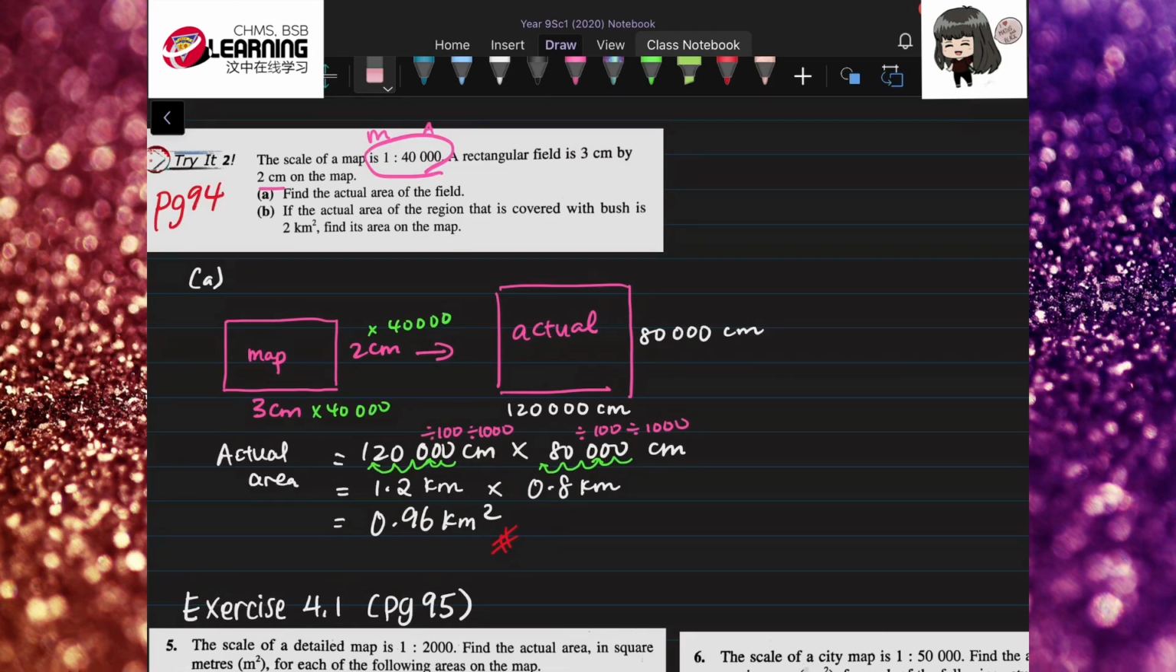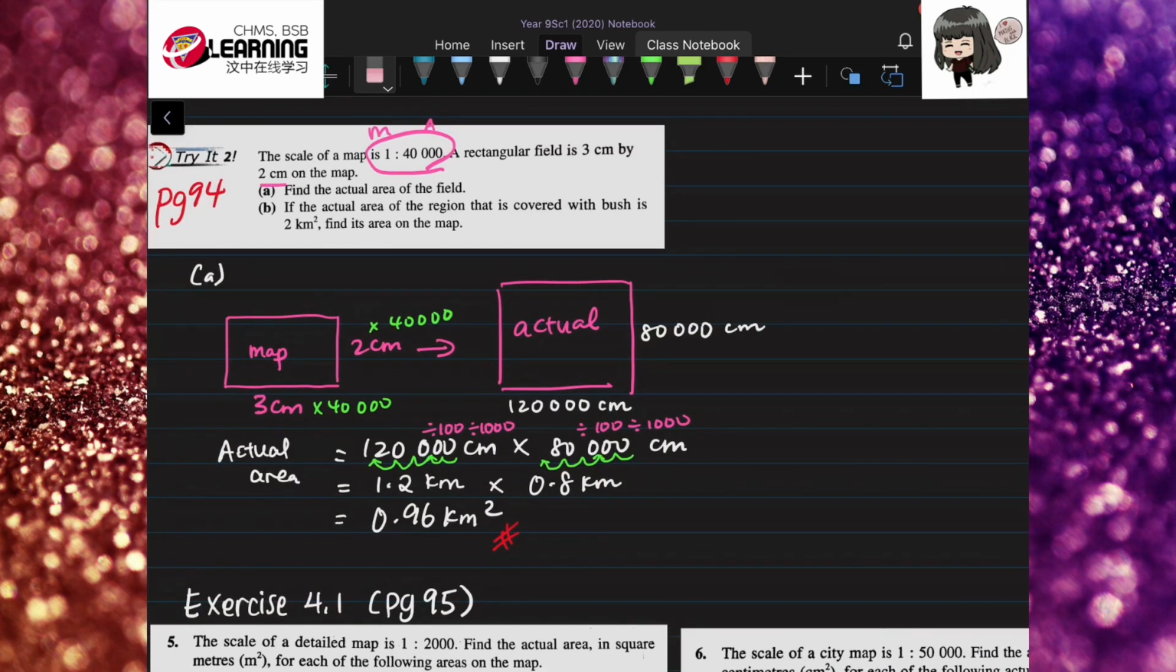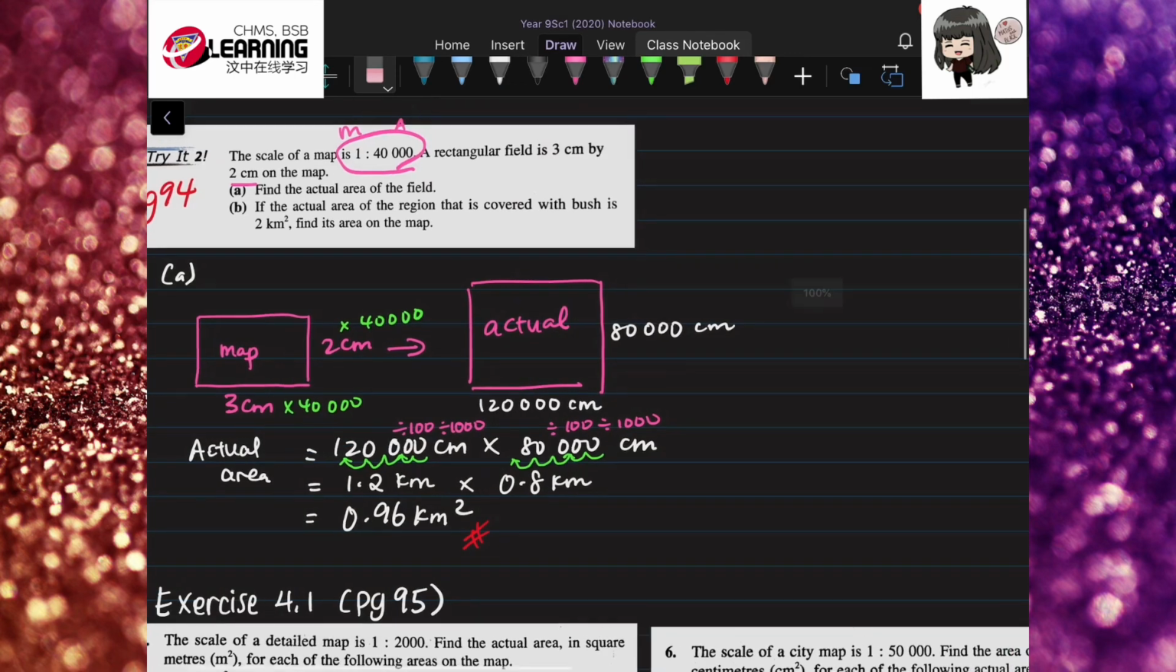So actual area, you convert both of the sides to the actual breadth and length, and then you times them, and then you get the actual area. This is the easiest way to do, right?